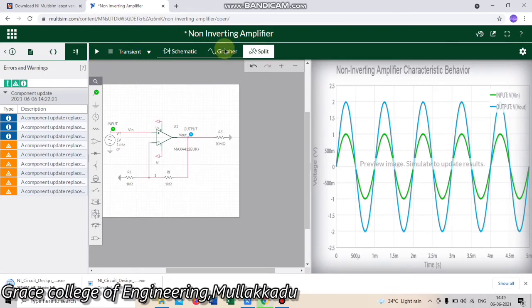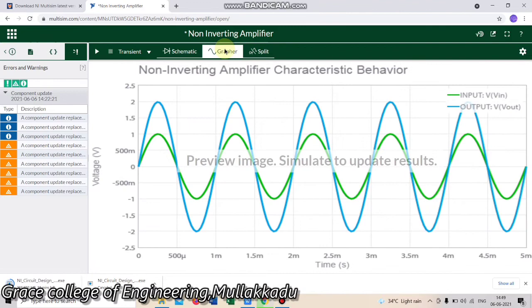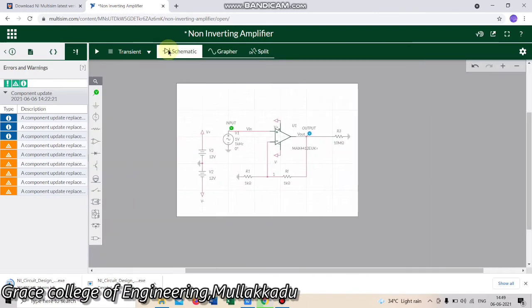We can see the graph. This is the graph for the non-inverting amplifier, the input as well as the output. Here the input is indicated by the green line and the output is indicated by the blue line. Here the input and output are in the same phase. They are not phase shifted with each other. This is the output for the non-inverting amplifier, and this is the circuit diagram for the non-inverting amplifier. You can see it together.